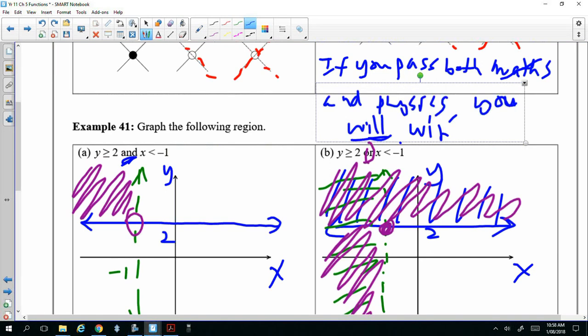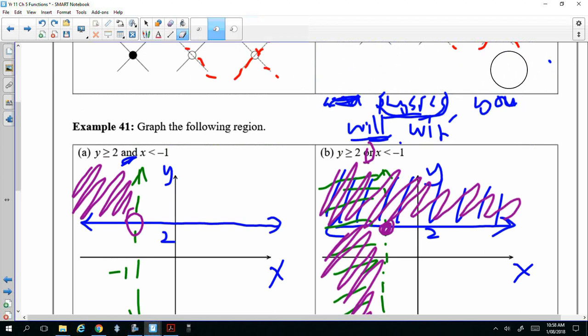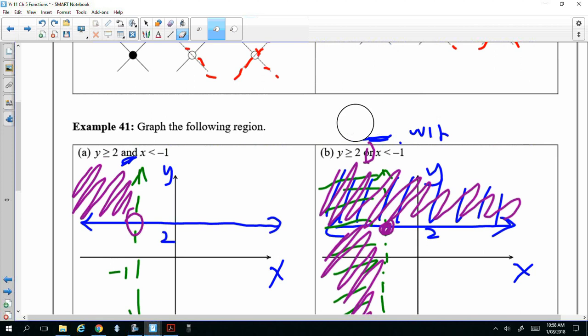But what if I change the N to O? If you pass maths or physics, you win. So you only have to pass one of them. You don't have to pass both. Does that make sense? So that's what that means. For O, if one of them is true, it's included, whereas for N both have to be true. In this case, this is excluded, this is included. So you still have to exclude, right? So that's how it works. Yes, both have to be true.